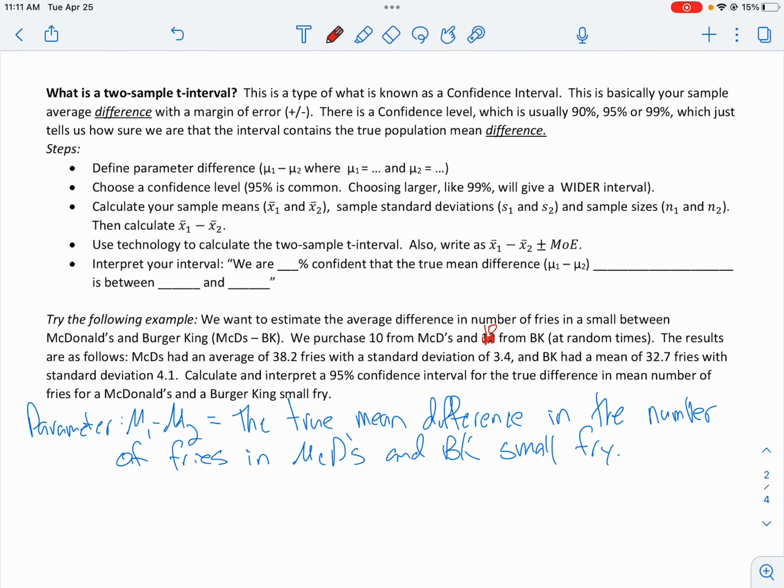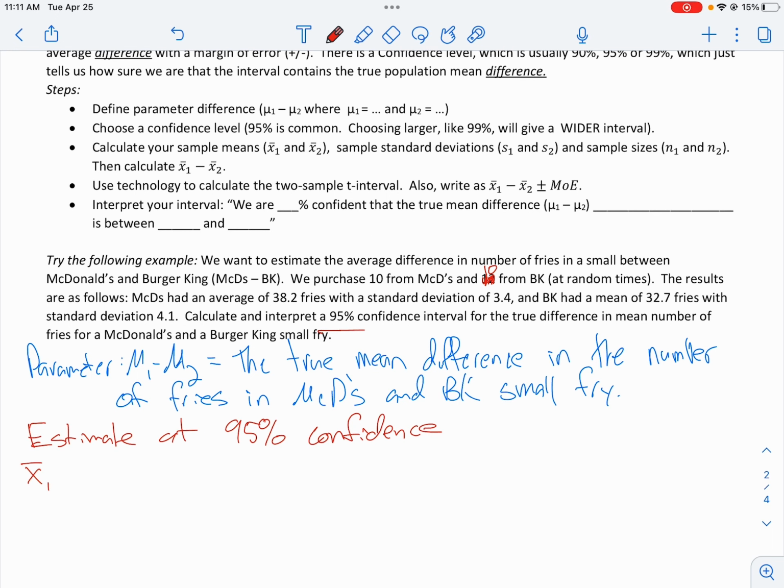Okay, and then we're going to estimate, and this time it tells us at 95% confidence, and then we get our data here. So our x1 hat is 38.2, and our s1 is 3.4, and n is 10. And then our Burger King, which is our x2, is 32.7. S2 is 4.1. And our n, since I changed it, is going to be 10, so that all fits together there.